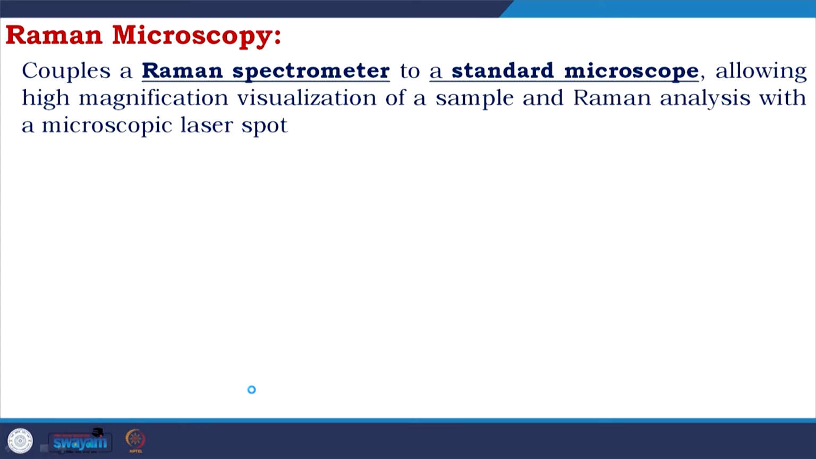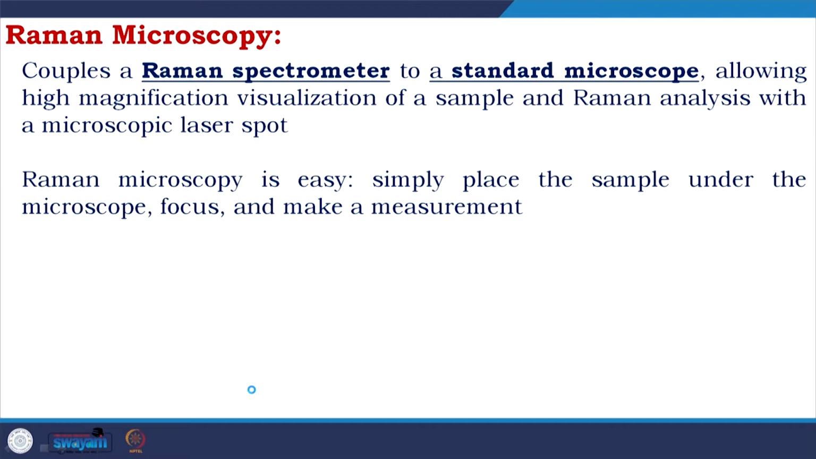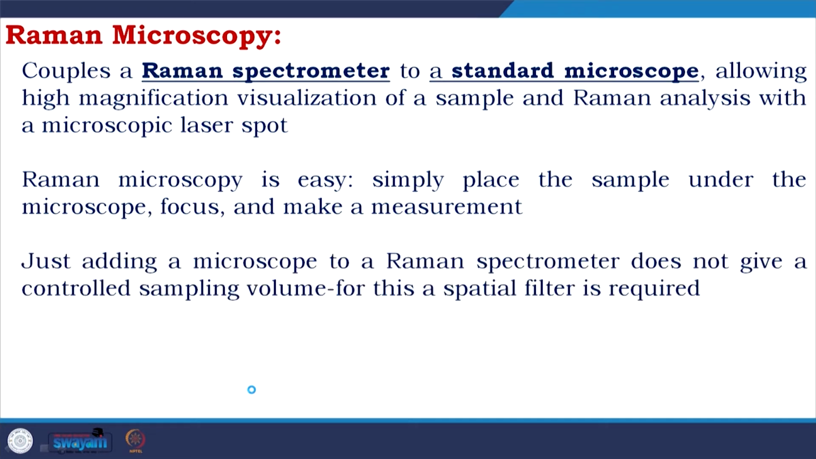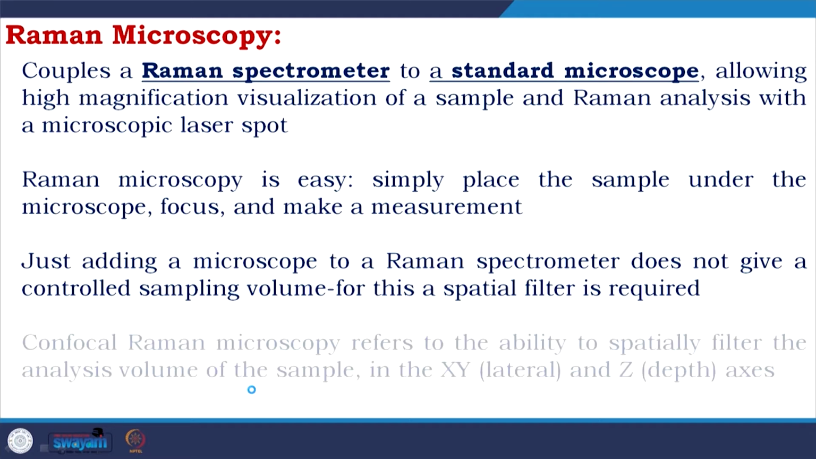Now, I talk about a Raman spectrometer and a confocal microscope. You couple a Raman spectrometer to a standard microscope, allowing high magnification visualization of a sample and Raman analysis with a microscopic laser spot. Raman microscopy is easy: simply place the sample under the microscope, focus and make a measurement. Just adding a microscope to a Raman spectrometer does not give a controlled sampling volume. For this, a special filter is required.